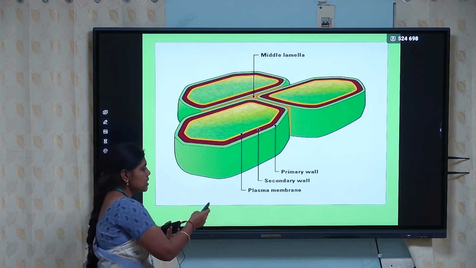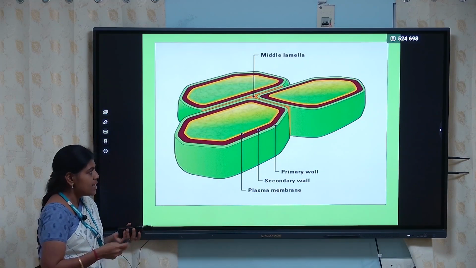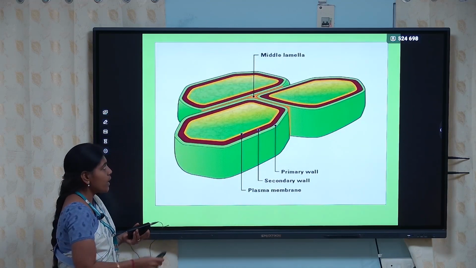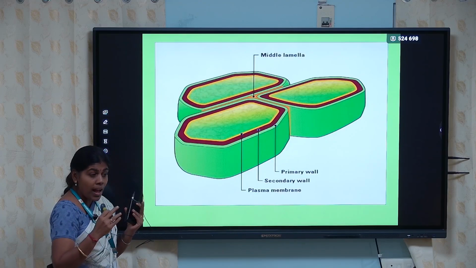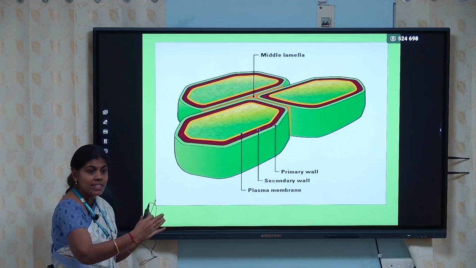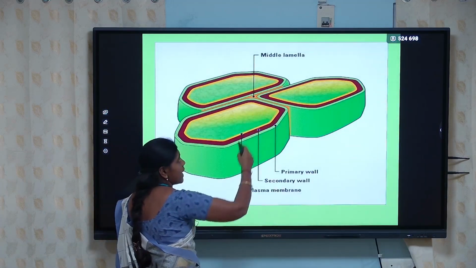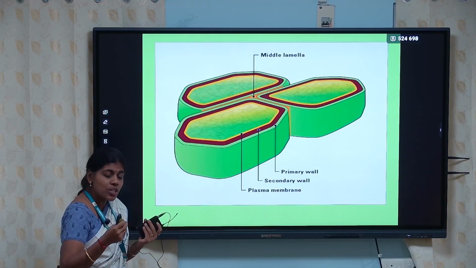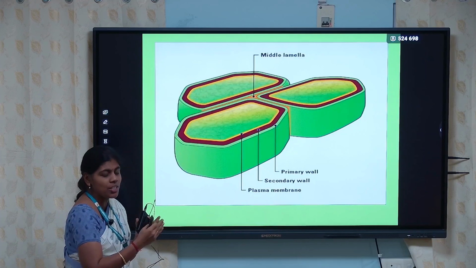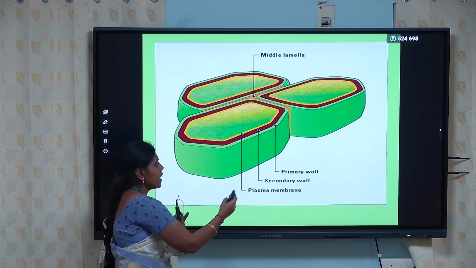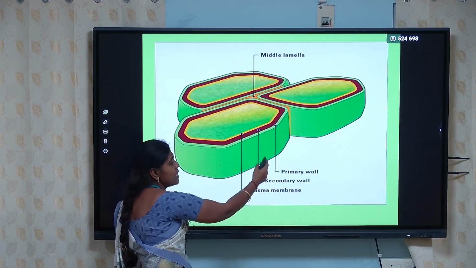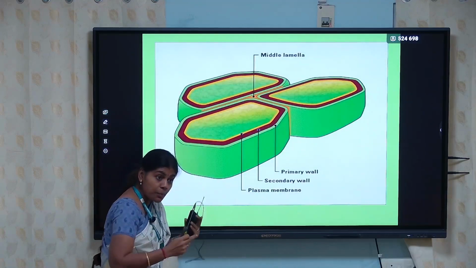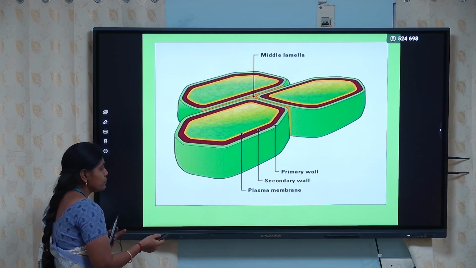This is the ultrastructure of the cell wall. This is the primary wall, this is the secondary wall, and this is the plasma membrane. The middle lamella, in between 2 cells, is like a cement wall. See here the yellow colored layer, which acts as cement to connect the 2 adjacent cells. The primary wall is the outer wall, the secondary wall is inner to the primary wall, and the innermost is the plasma membrane.